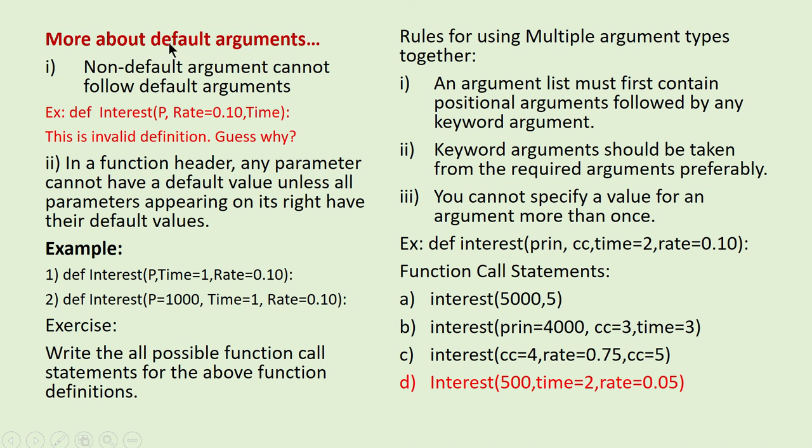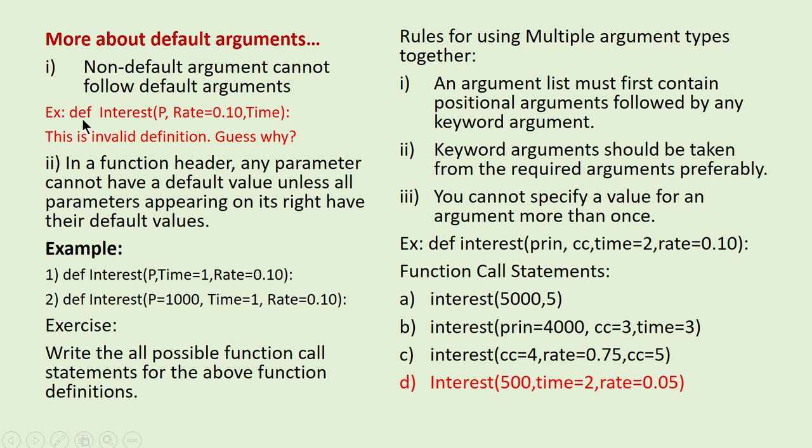While using a default argument, there is a very important thing to be noted: a non-default argument cannot follow a default argument. What is a non-default argument? The argument for which you are not assigning any value. It cannot follow the default argument. Why? Let us understand with an example.